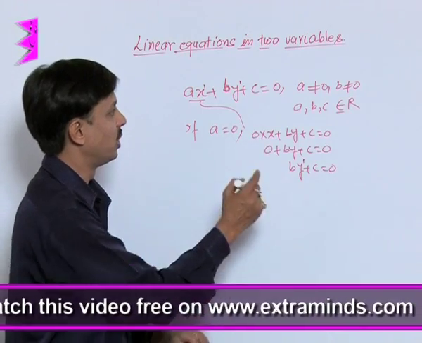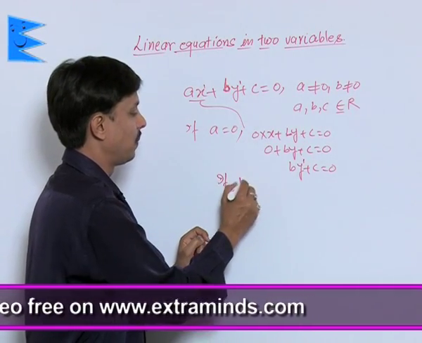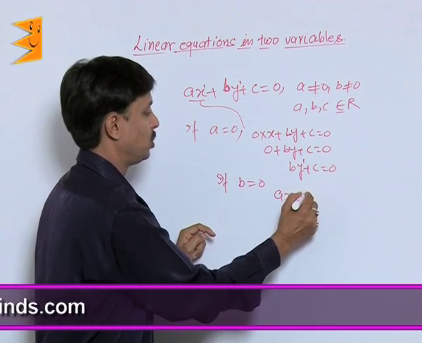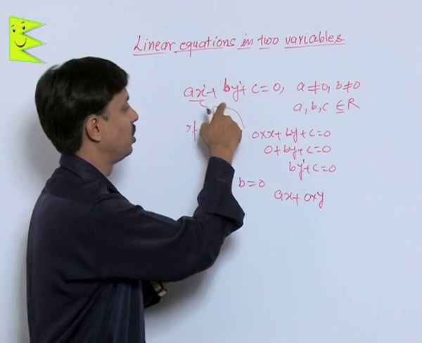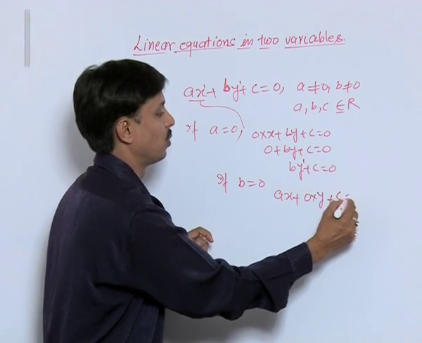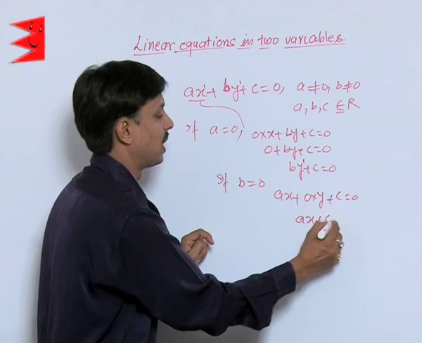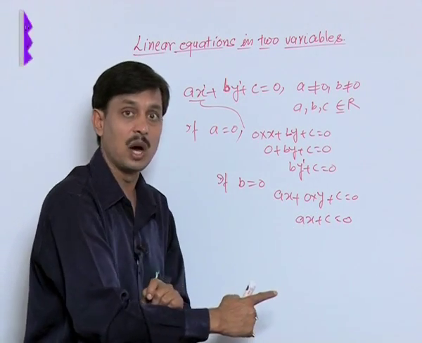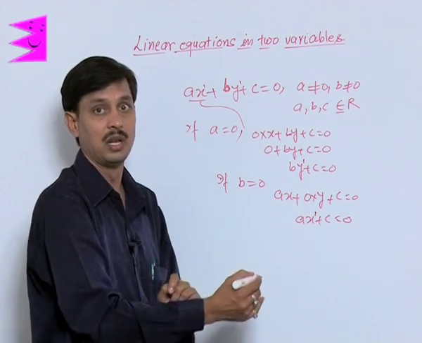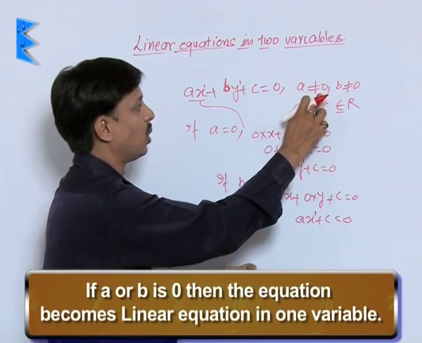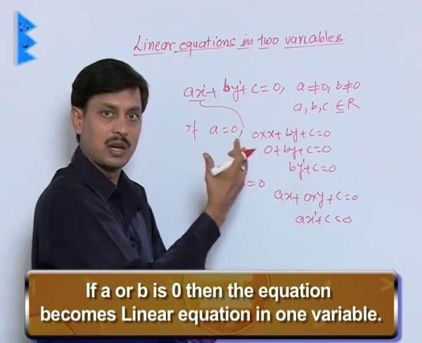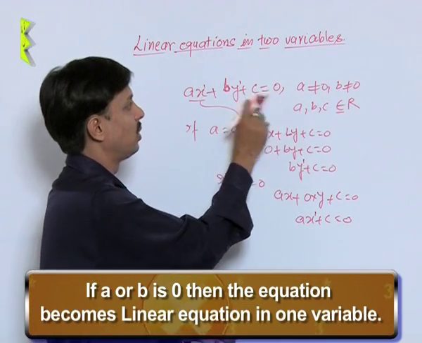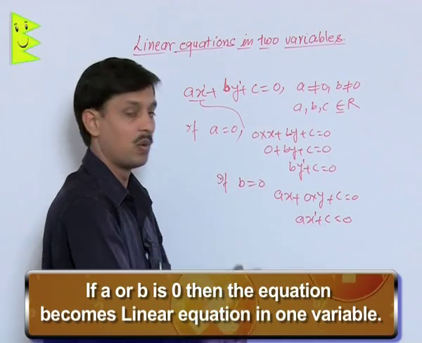Now b is not equal to 0. If b is equal to 0, then it will be ax plus 0 into y plus c is equal to 0. This becomes ax plus c is equal to 0. This is also a linear equation, but this linear equation in how many variables? In one variable. So if a is 0, then this linear equation in two variables converts to a linear equation in one variable. If b is 0, then the linear equation in two variables converts to a linear equation in one variable.